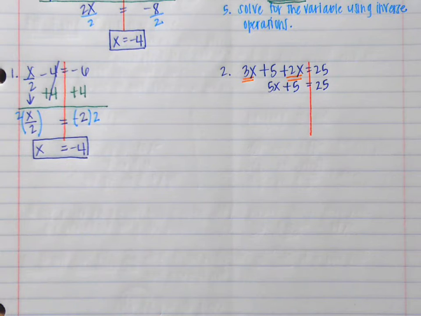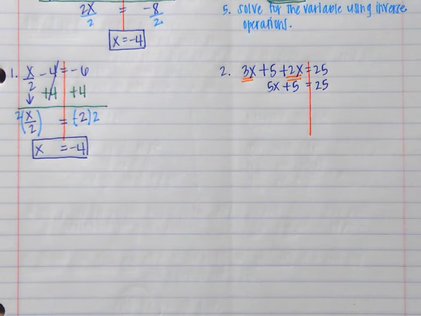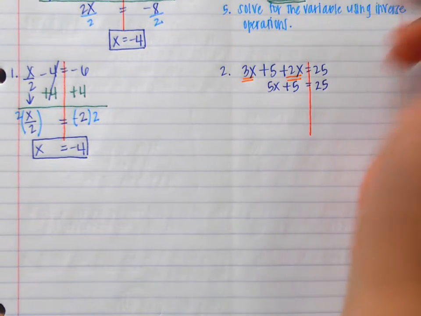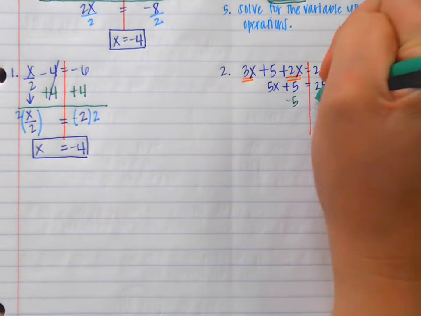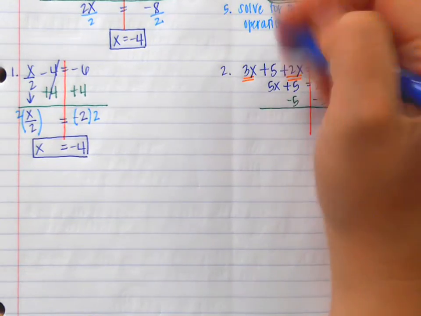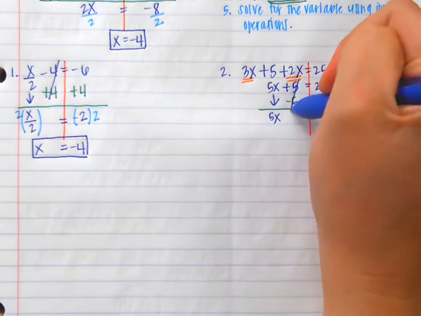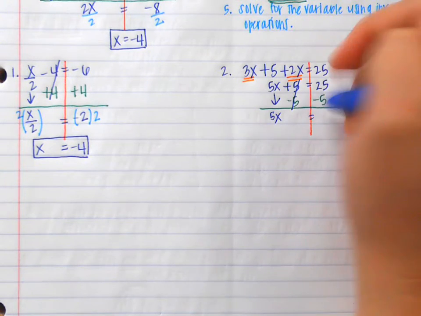Okay, so your first step after that would be to move variables to one side of the equation. I have my variables already on one side of the equation, so we're good to go. The next step would be to move the constants to the other side of the equation. So I want to move this plus 5 to the other side of the equation. So the 5x comes down. 5 minus 5 is 0. 25 minus 5 is 20.